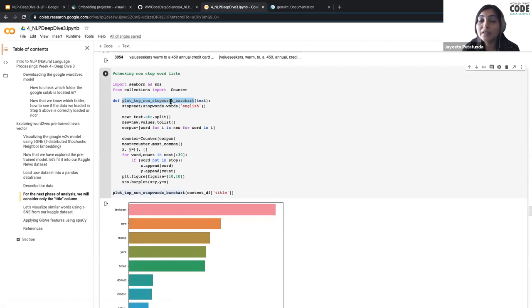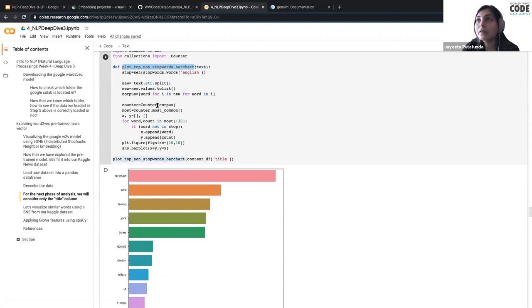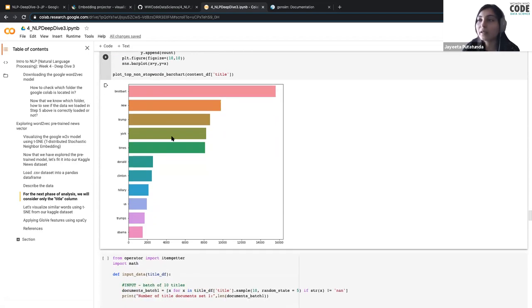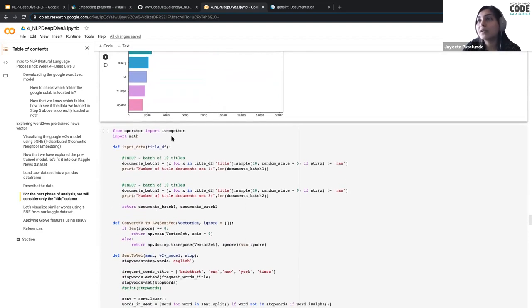This is the same as we did in week two as well as week three. So you can just run the text through it, do a count of the whole corpus, find out the most common words, and then chart it out. So we find that Breitbart and New York, New York Times, it's split here, but it's basically referring to the New York Times that's constantly mentioned in the titles, because they are titles and they want to reflect which brand or publication it's coming from when a user sees it.